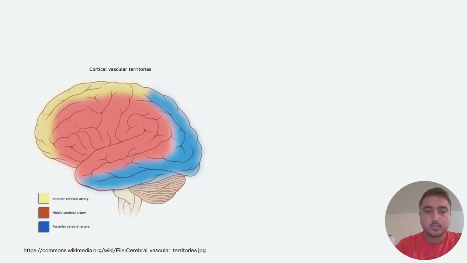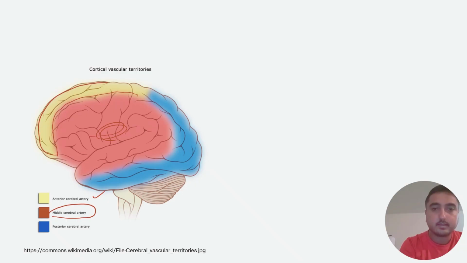So this picture shows the blood supply of different areas of the brain. As you can see over here, the part that is highlighted in red is the area supplied by the middle cerebral artery. The anterior cerebral artery supplies a strip of the medial side, which is highlighted in yellow, and the posterior cerebral artery supplies mainly the occipital and the inferior temporal region, as highlighted in blue over here.